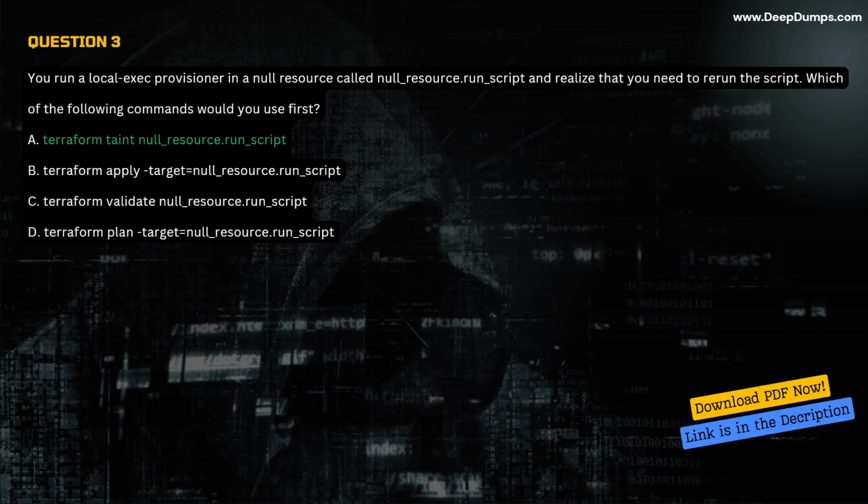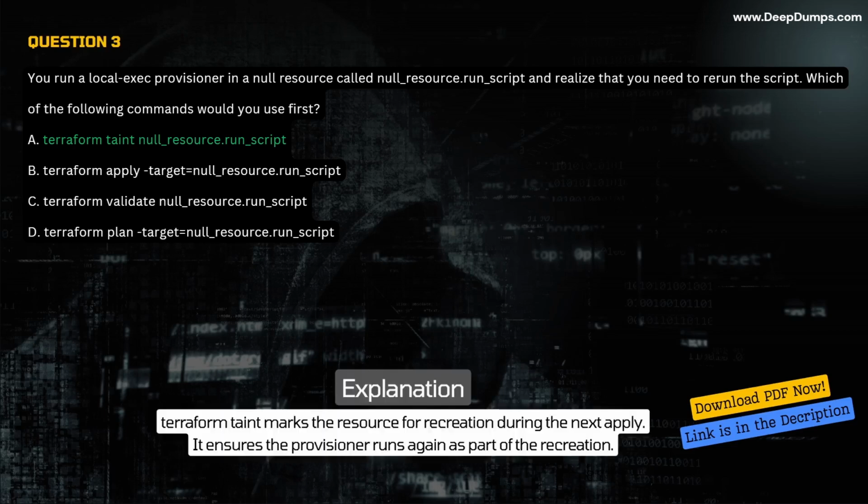null_resource.run_script. Explanation: Terraform taint marks the resource for recreation during the next apply. It ensures the provisioner runs again as part of the recreation.